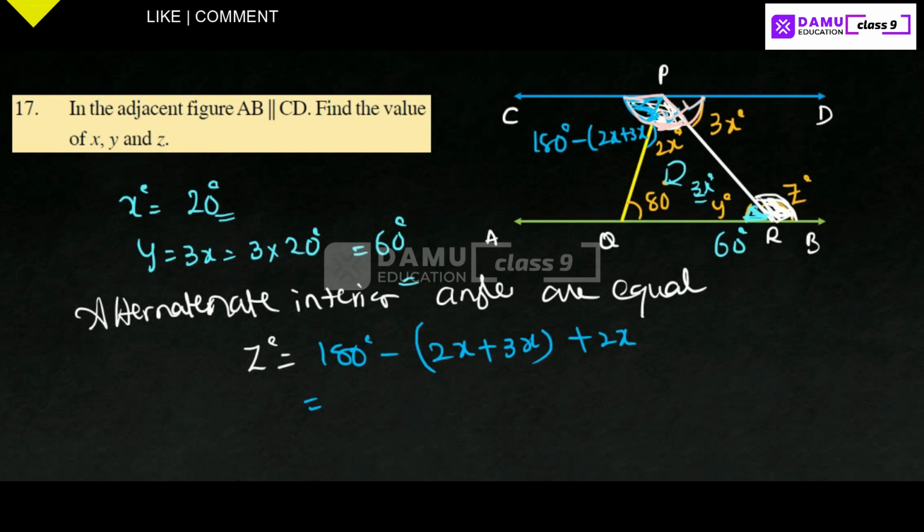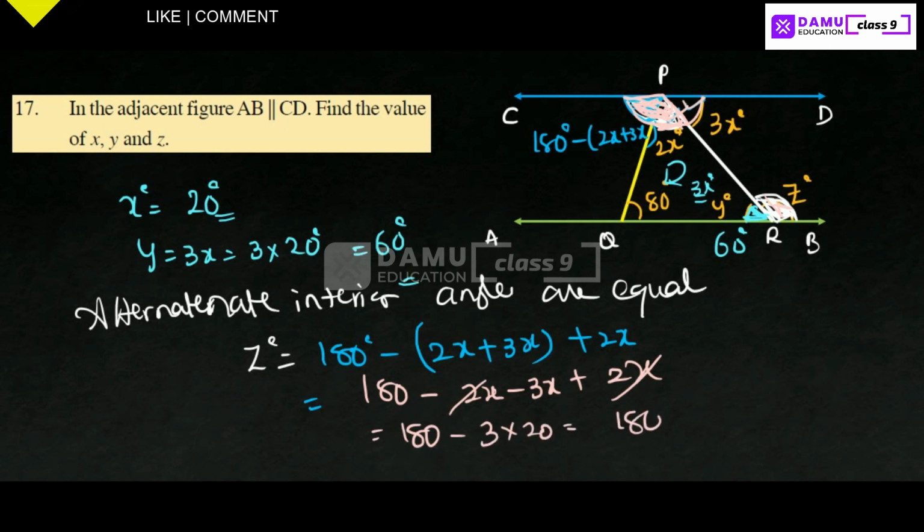So this is the z angle. This total angle is z. So 180 minus 2x minus 3x plus 2x. So plus 2x minus 2x we are going to cancel. 180 minus 3 into 20, what do you get? 180 minus 60 degrees, then what do you get? 120 degrees. z will be equal to 120 degrees.